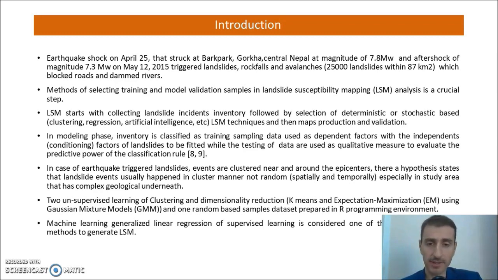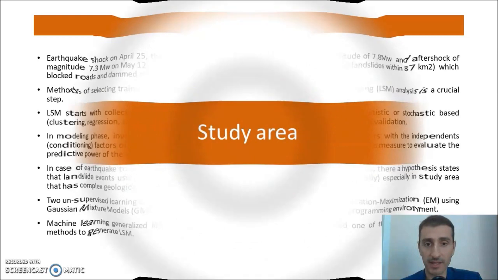Also, we keep the classical sampling technique, which is random, usually 70 to 30%. We kept it as well to test the hypothesis against this classical method.